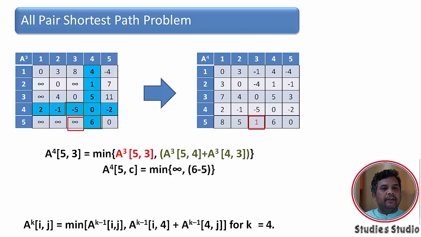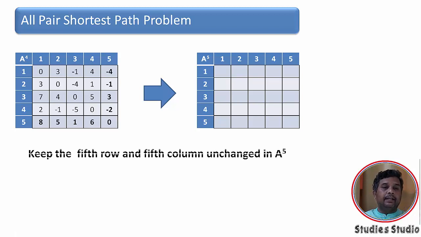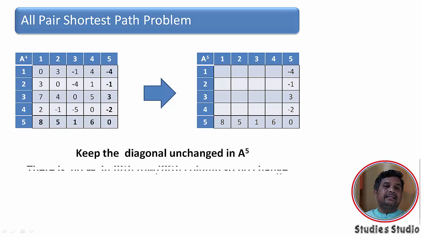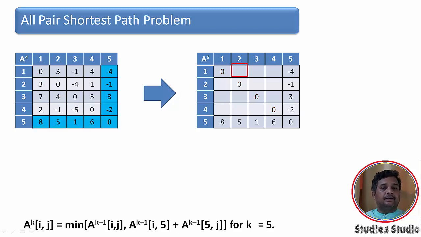So I got my A4 matrix. Now I am going to take my 5th row and 5th column as fixed. It means my path from I to J is supposed to pass through the 5th vertex. So if I am going to fix it, I am going to write it as it is. Now the diagonal is supposed to be written as it is. So the diagonal is written as it is. Now you can see there are no infinities here. So all the blank spaces I am going to fill as I filled earlier.